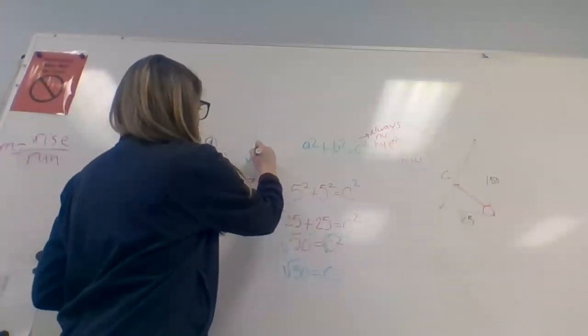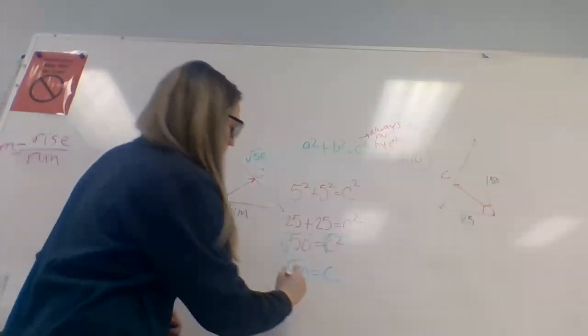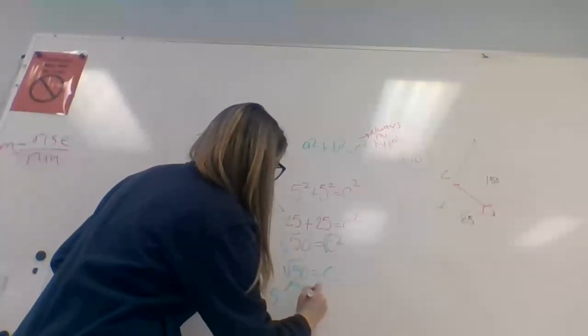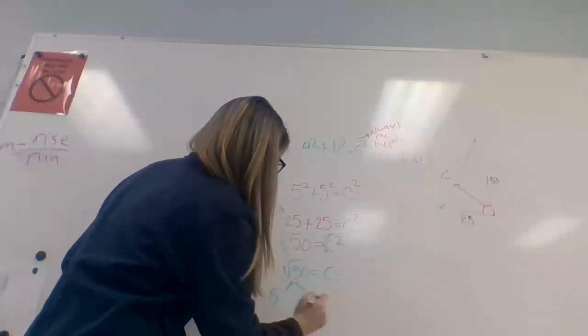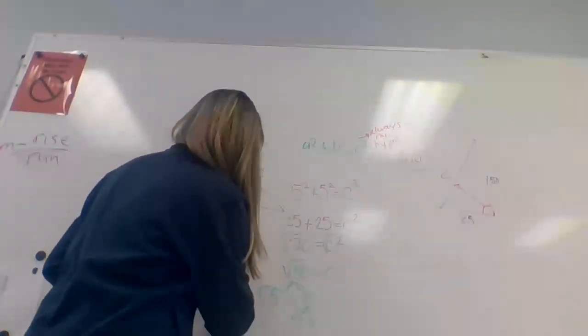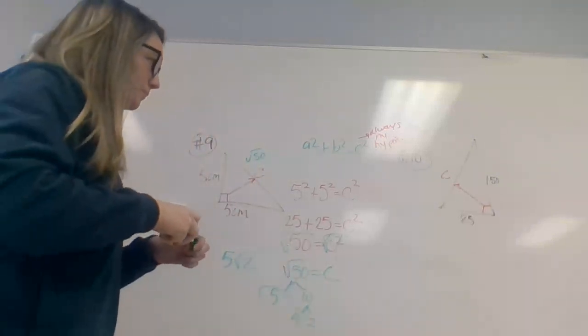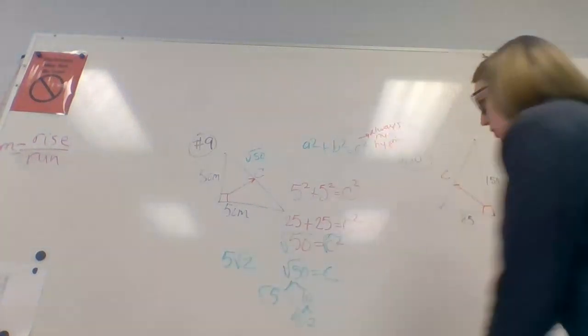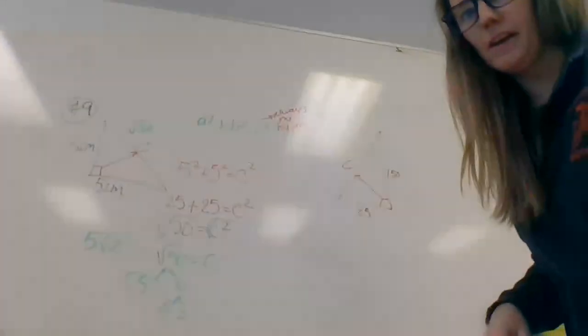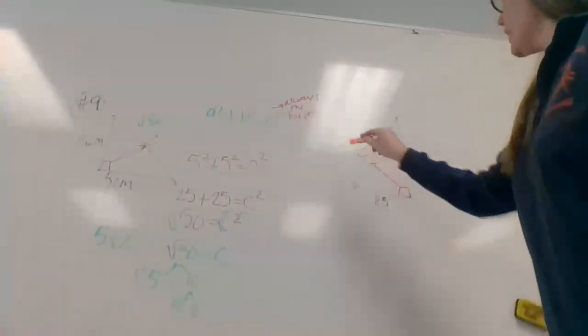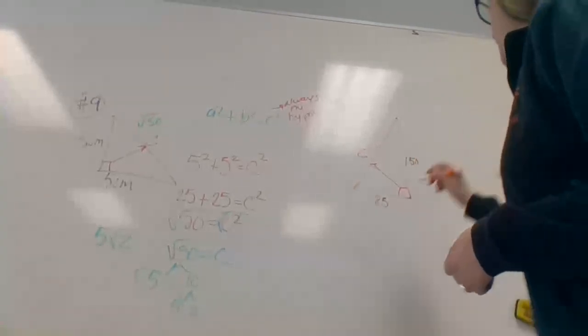So you can leave this as root 50. You can simplify it. So 5 and 10, 5 and 2. So 5 root 2 as well. Whatever works for you. Number 10 has much bigger numbers, but don't let that scare you. Again, we're still looking for C, or we're looking for the hypotenuse.